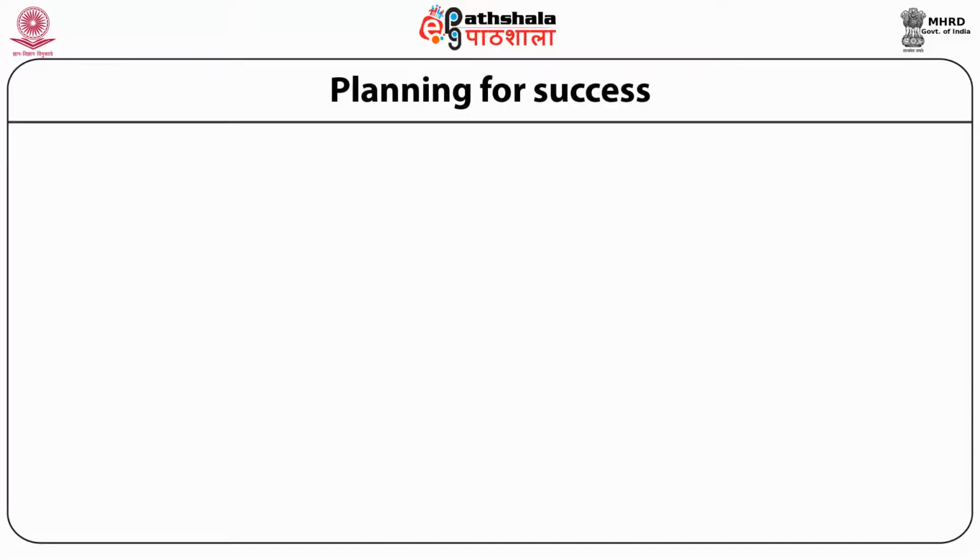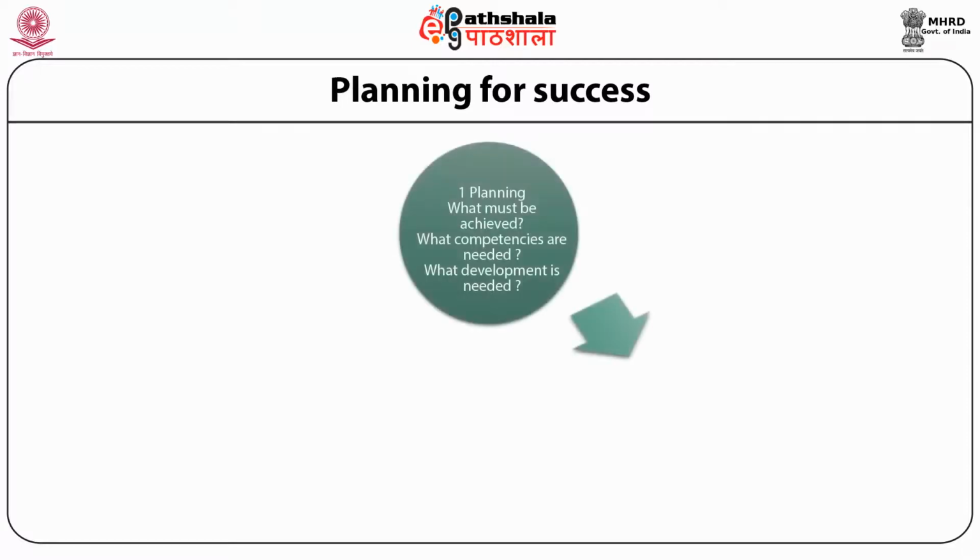Planning for success for a person should be, first of all, he should plan what he can achieve, what the standard of quality of product output he'll be providing should be, what competencies are needed, and how development can be done so that he can achieve that particular objective quite easily. So these are the planning stages one should have.